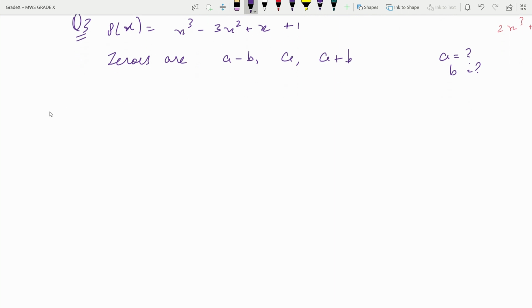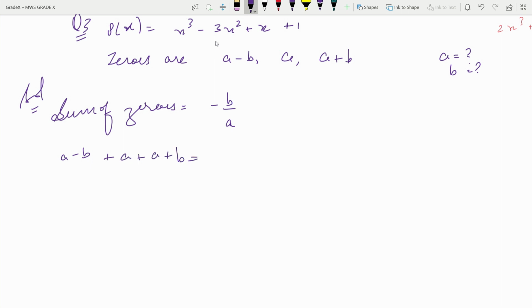What we are going to use is the verification formula. First of all, sum of zeros. It is a cubic polynomial, no? So sum of zeros is equal to minus b upon a, and a minus b plus a plus b is equal to 3a. Minus b here means minus from the formula, and the b value here is minus 3, and the value of a is 1. So 3a is equal to positive 3 and a is equal to 1.